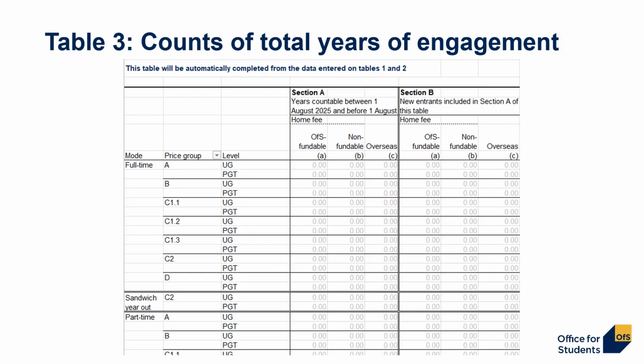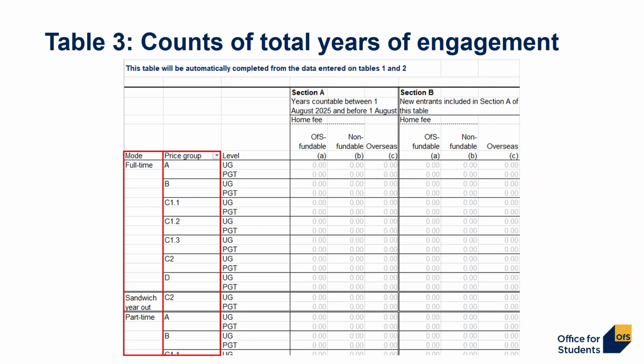All of the fields are filled in automatically from data entered into tables 1 and 2. There are separate groupings for each mode of study on the left-hand side: full-time, sandwich year-round and part-time. Within those, the table 1 and 2 data has been reclassified according to the price groups that we use for calculating funding allocations. These determine the rate of funding.